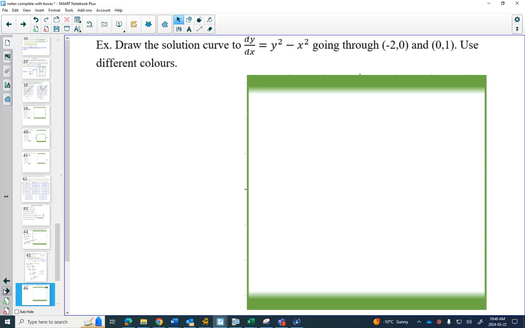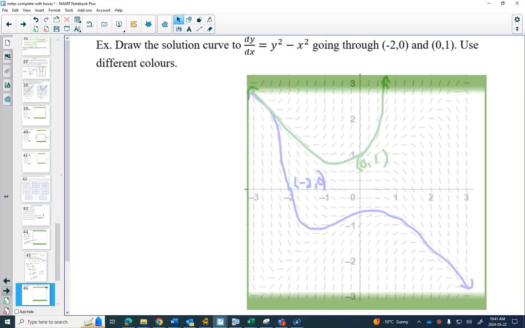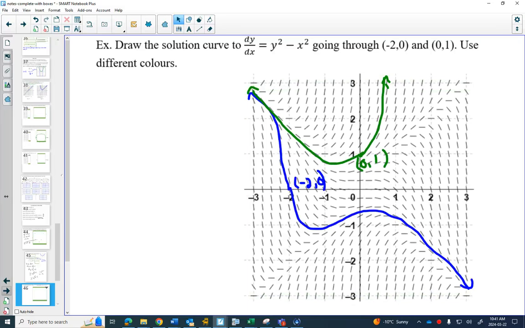Draw the solution to the curve going through (-2, 0) and (0, 1). It goes through 2 points. Well, no. Use different colors. So draw 2 of them. Draw one of them with one color going through (-2, 0), and one of them with a different color going through (0, 1). They look extremely different.